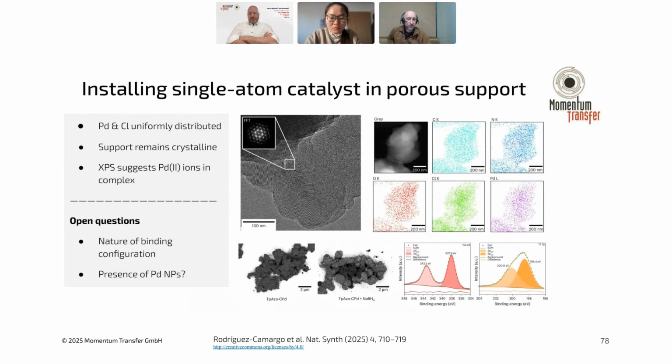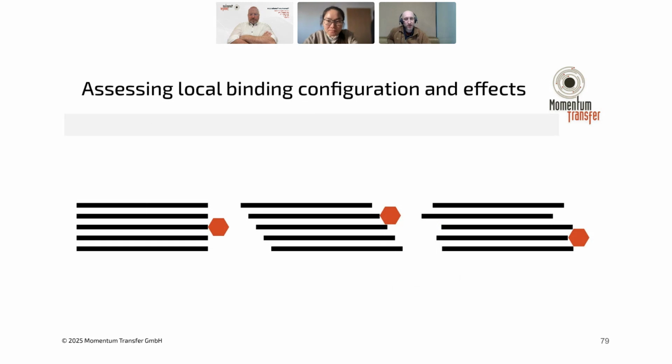So again, you can do microscopy and elemental mapping and see, okay, I still have this crystalline covalent organic framework support, and I have a pretty homogeneous distribution of platinum and chlorine, so I can see that my complex is distributed throughout there, but it's difficult to get more information about exactly what's going on locally. And why do we care?